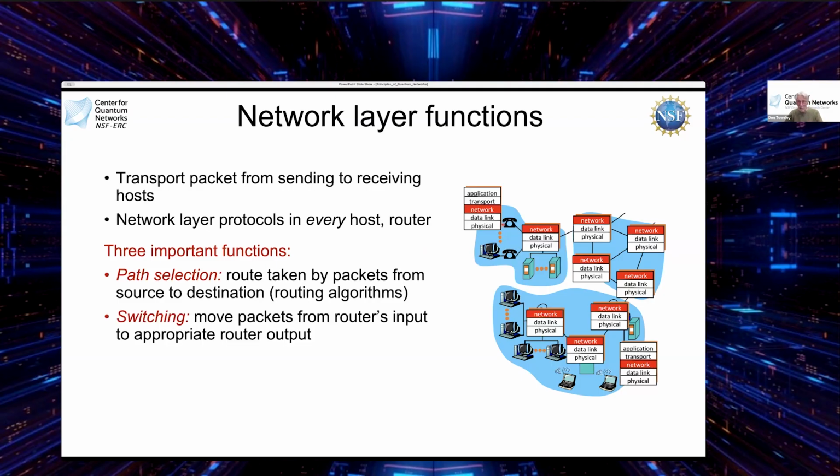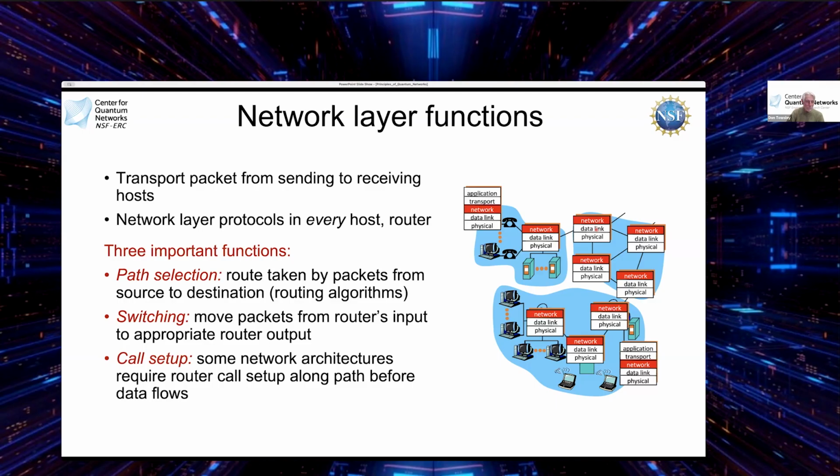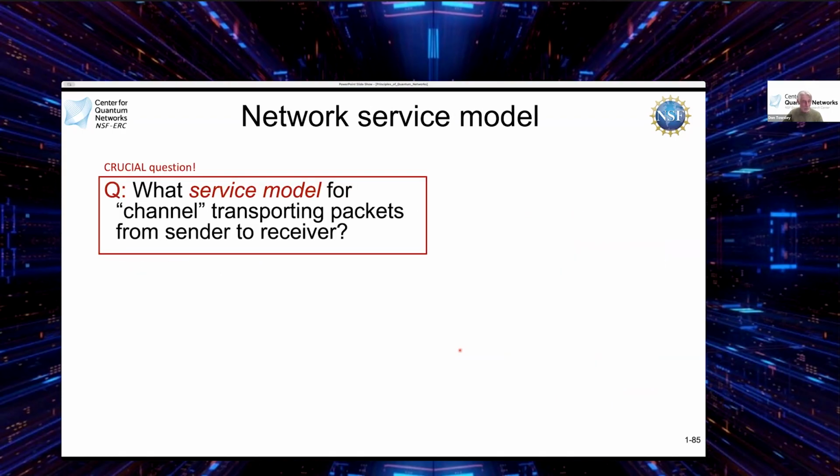Second, you have routers connected to multiple interfaces, multiple links, and so we need to move packets from a router's input to the appropriate router output. You can think of that as the switching function of the router. Third, some network architectures require call setup along a path before you actually send data. That's the case, let's say, with a protocol like TCP.